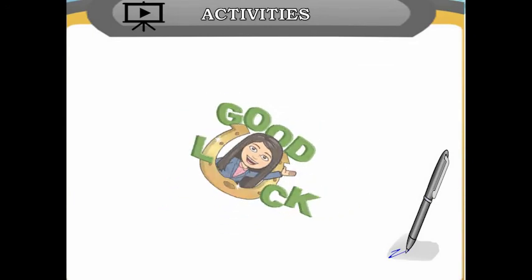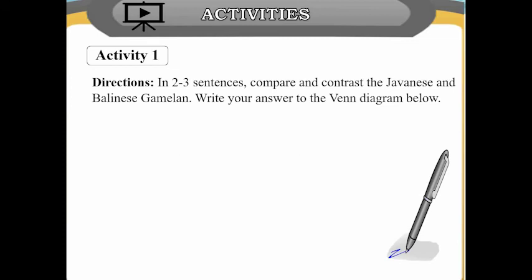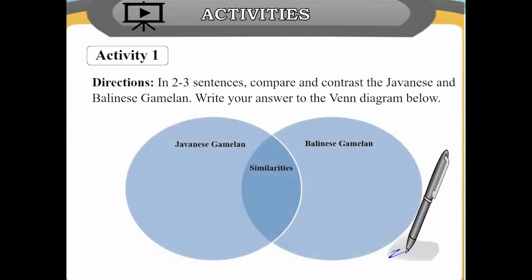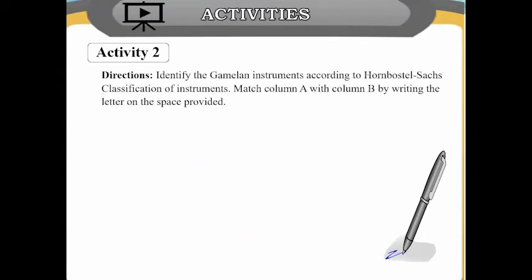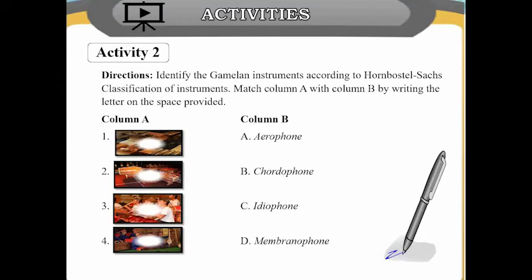Be ready now to answer some activities. Activity number 1. Direction. In 2 to 3 sentences, compare and contrast the Javanese and Balinese gamelan. Write your answer to the Venn diagram below. Activity number 2. Direction. Identify the gamelan instruments according to Hornbostel-Sachs classification of instruments. Match column A with column B by writing the letter on the space provided.